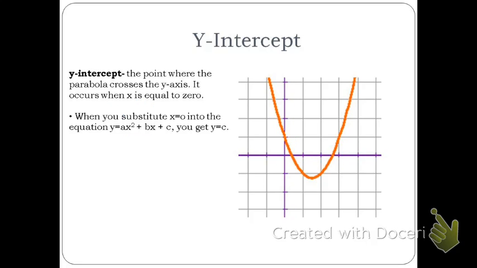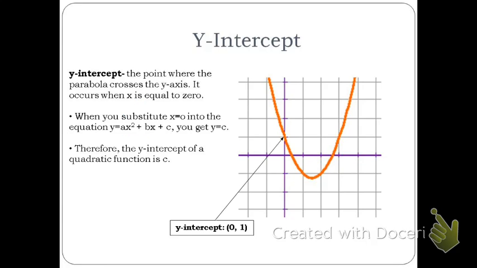Therefore, when you substitute x for 0 into the equation of any parabola, notice that you're always going to be multiplying some number by 0 except for your c value. So your c value is always your y-intercept. The y-intercept of a quadratic is always your c value. So there's your y-intercept, 0, 1.